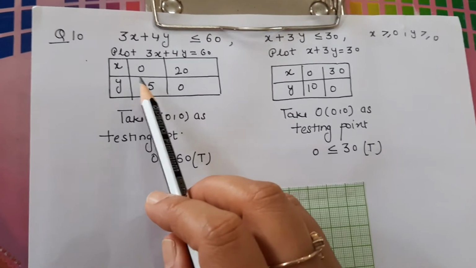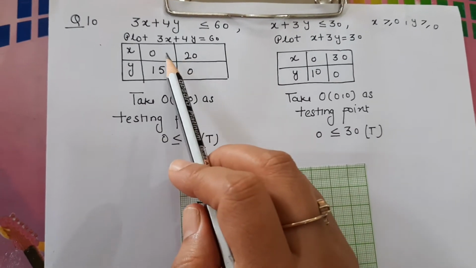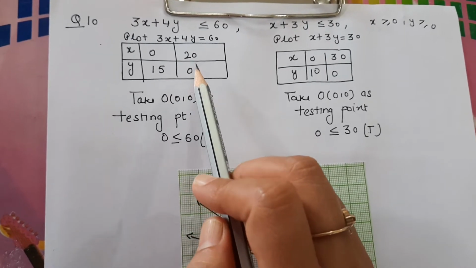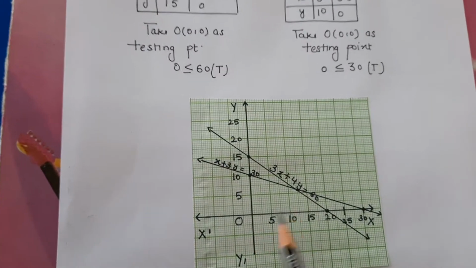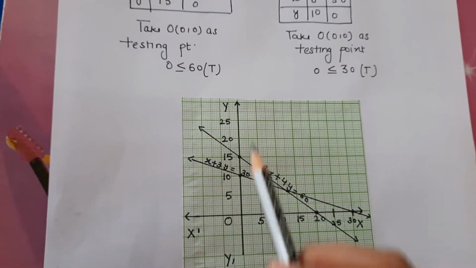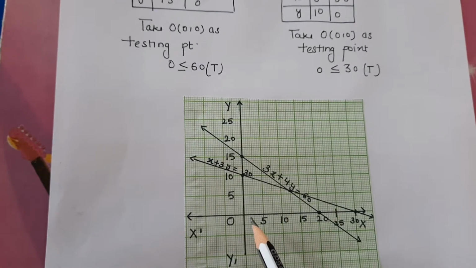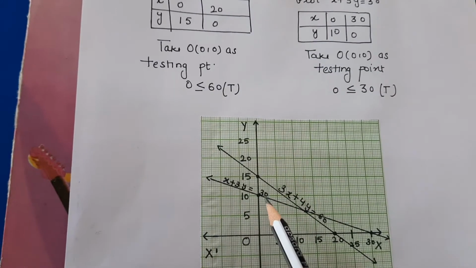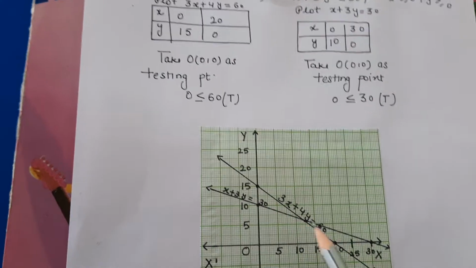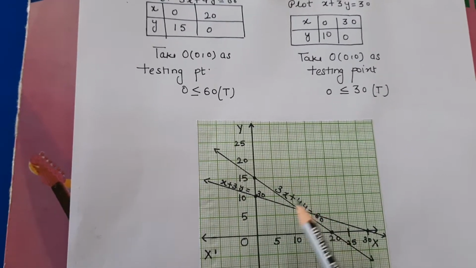You just plot this line 3x plus 4y equal to 60. x 0, y 15; y 0, x 20. In this question, I have taken the scale of 5 units. This is x, here x negative, y and y negative. Then this is origin, right? x 0, y 15. This is 15, y 0, x 20, right? Join these 2 points and write its equation.